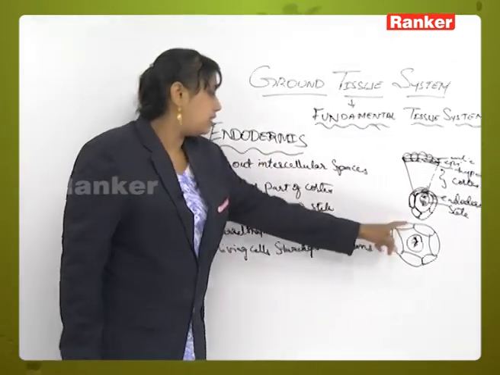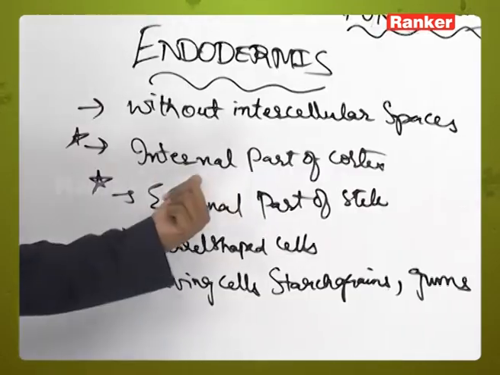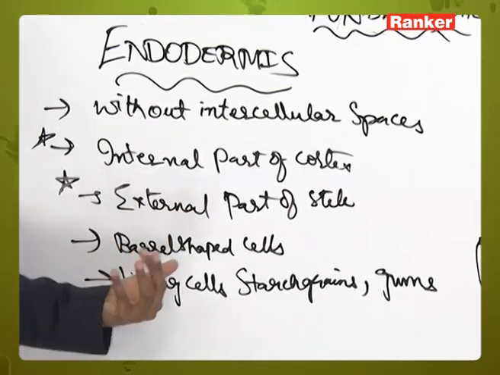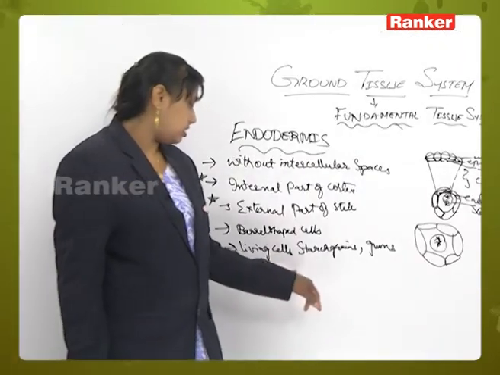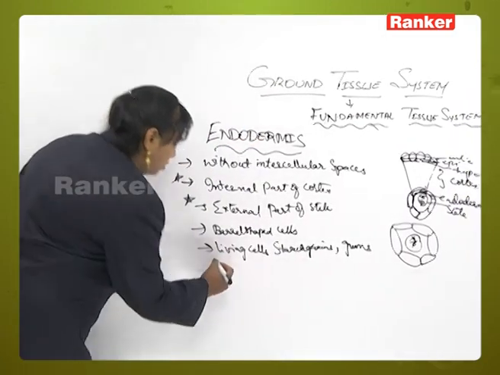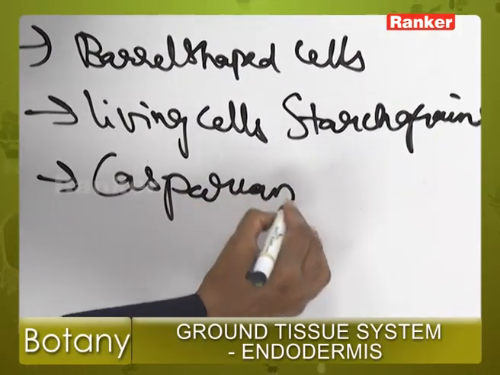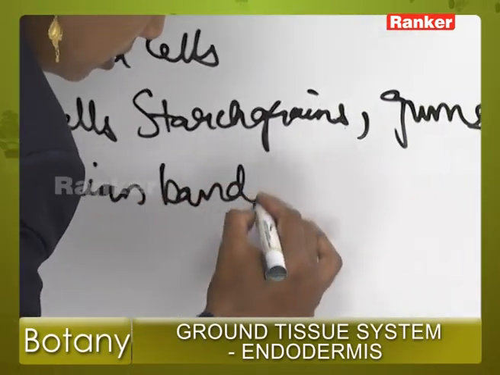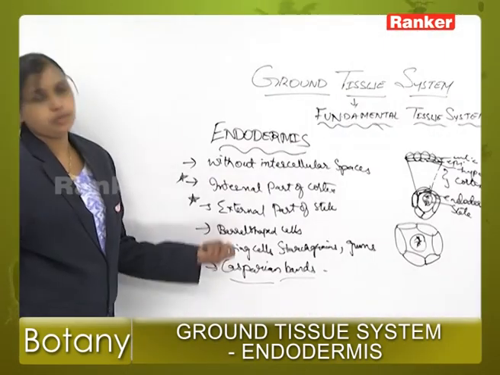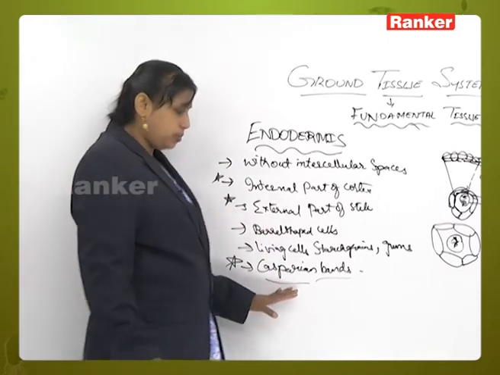Okay, what else can we talk about endodermis? These are barrel shaped cells parallel to each other, also called the internal part of the cortex or the external part of the stele. These are living cells consisting of starch grains and gums. In this, you are also supposed to use a word called Casparian bands. Now, why do we call it Casparian bands? What are Casparian strips, or bands?